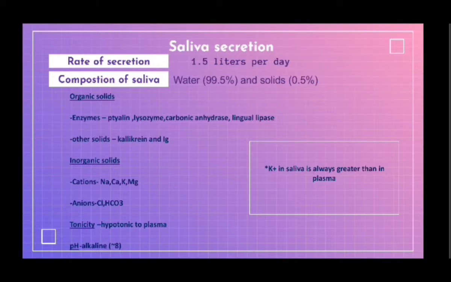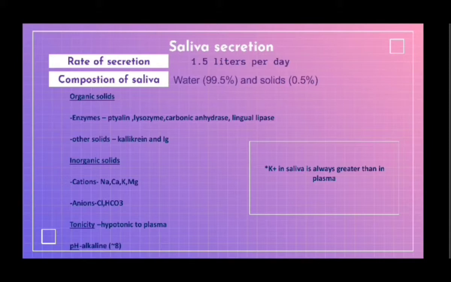The organic solids present in the saliva are enzymes, which includes ptyalin, which is required for breakdown of starch into maltose and dextrin; lysozyme, which is an antibacterial agent and prevents the entry of bacteria; carbonic anhydrase, which helps in interconversion of carbon dioxide and carbonic acid; and lingual lipase, which helps in lipolysis of dietary fats; and other solids like kallikrein and immunoglobulins. The inorganic salts includes electrolytes.